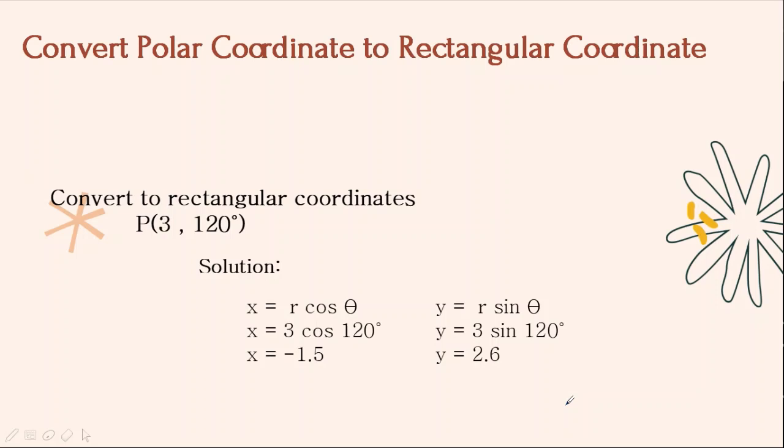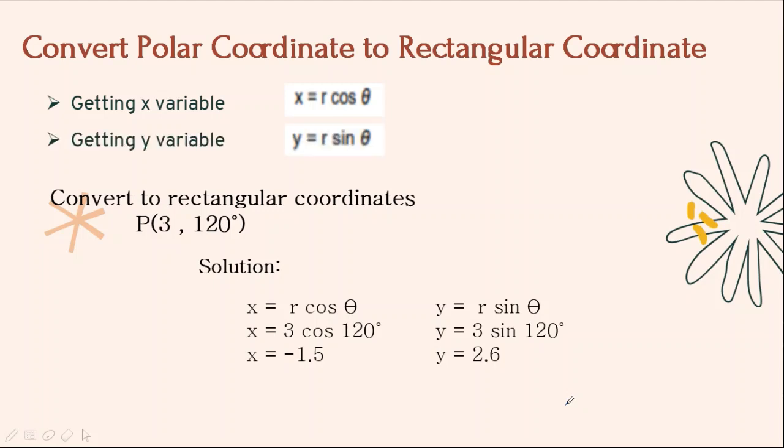Okay? Now, let's proceed to the vice versa. What if the given is a polar coordinate? Then we need to convert it to rectangular. So in converting polar to rectangular and finding the x variable, we have x is equal to r cosine theta. Then finding the y variable, we have y is equal to r sine theta. So teacher, how can we find that one?